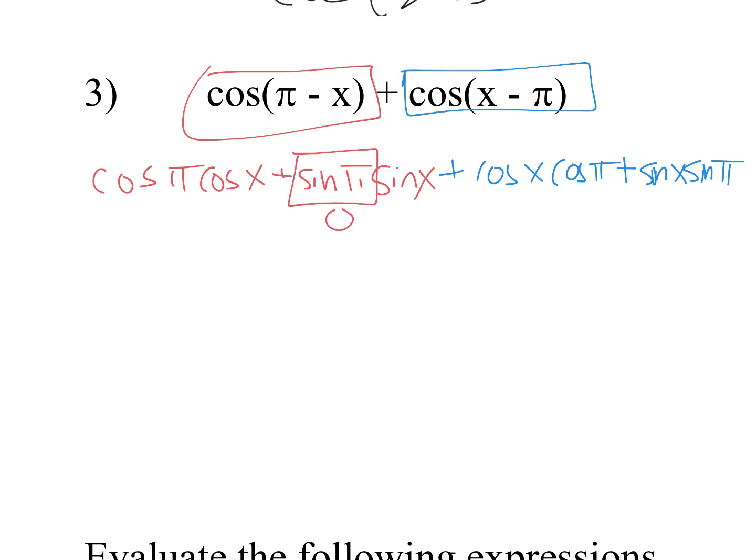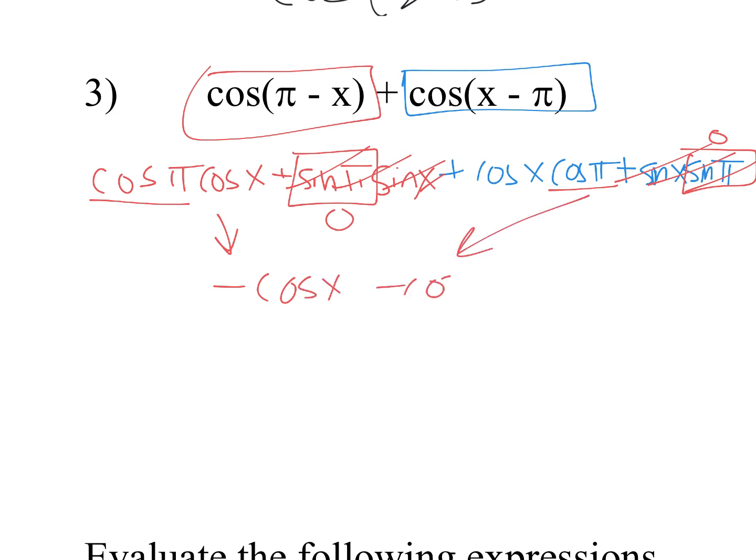Now what's important to realize here is that none of these cancel right now, but sine of 0 or sine of pi is 0. So this entire thing becomes 0, this entire thing becomes 0. Cosine of pi are both -1, so this actually will translate to negative cosine of x and minus cosine of x, and so that's -2 cosine of x. So that's it.